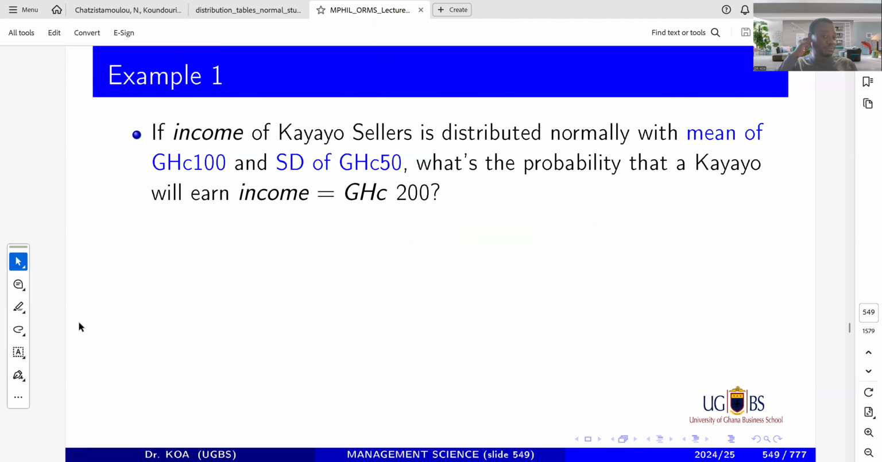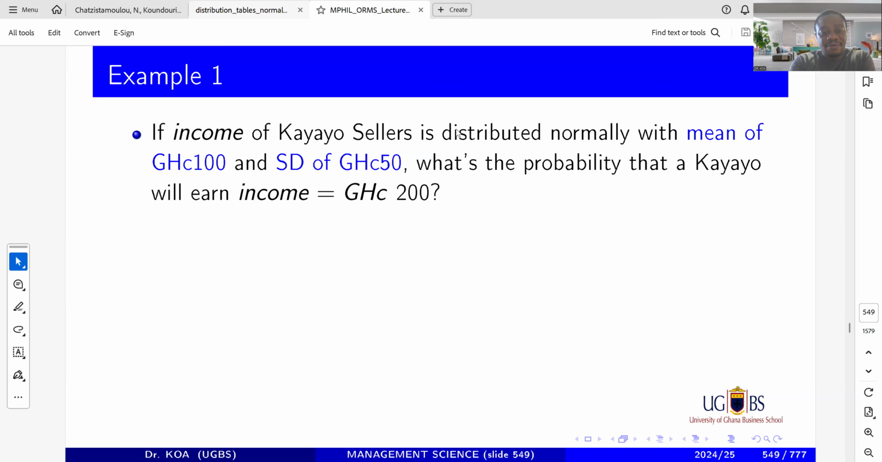Let's take a quick one. A very quick, easy one. Suppose the income of Kaya you sell is normally distributed. You have been told that it has a mean of 100. It has a standard deviation of 50. Now you are being asked, suppose I close my eyes, I pick a Kaya yo at random. What is the probability that this Kaya yo will make an income of not the mean income, but rather 200? All the time, the first thing you got to do is to draw it.